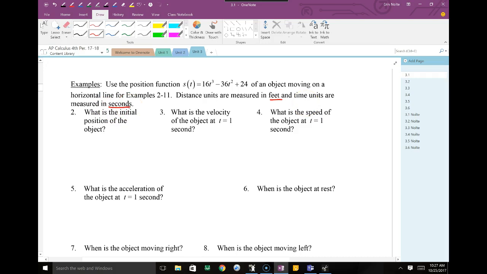Okay, so what is the initial position of the object? How do we find initial position? Good. Perfect. When the t is equal to 0, we can find the initial position. So the initial position of our position function, if I plug 0 in, is 24, and I need to label that correctly. 24 what? Feet, right? So this is going to initially start 24 feet from our starting point.